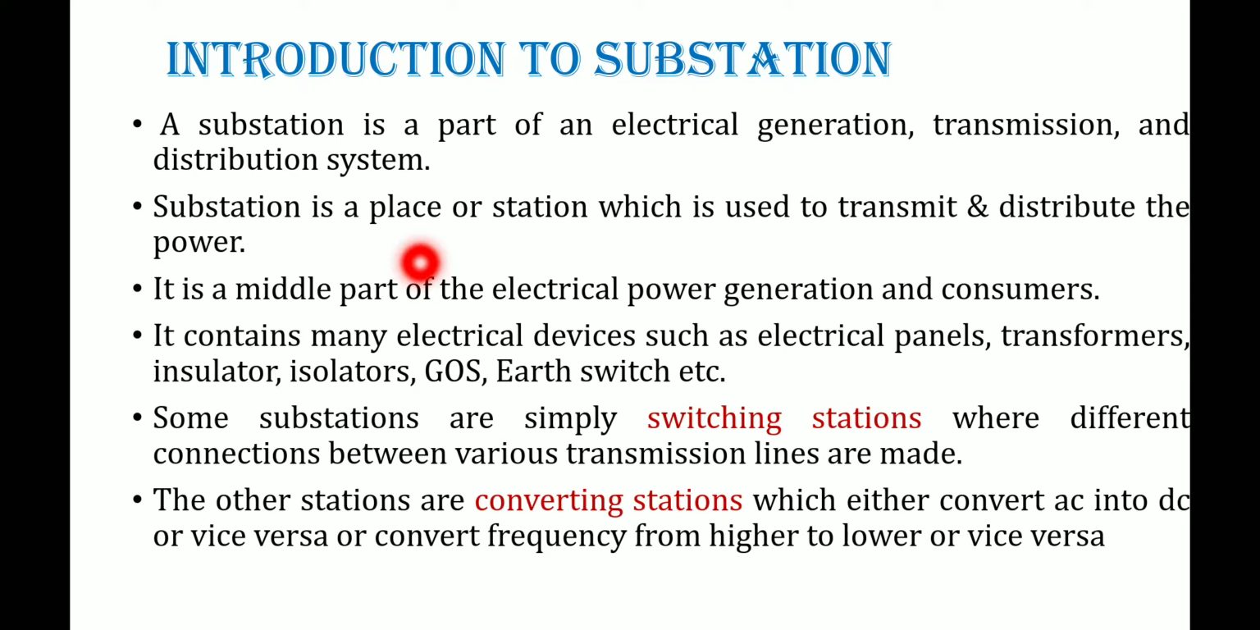Next, it involves lowering of the voltage, stepping up of the voltage, and stepping down of the voltages at the distribution centers, transmission centers, as well as the generating stations. For all these things, we need different kinds of equipment. So this substation contains many electrical devices. Which are those electrical devices?